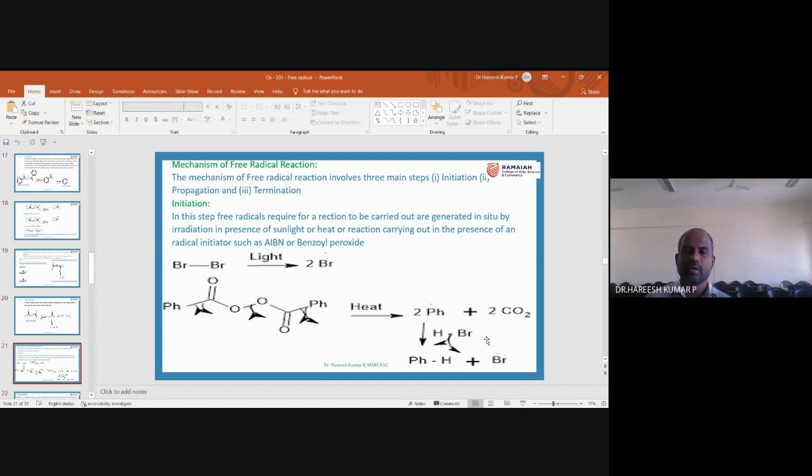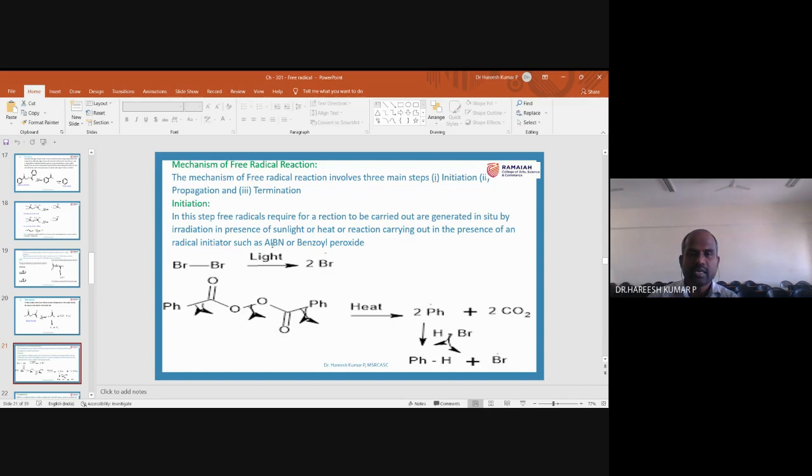So what is called a chain reaction or propagation reaction occurs. But in this step, what we are discussing is initiation. Initiation means how the radical is initiated. So for example, benzoyl peroxide on heating gives rise to phenyl radical as the product. So this is only the initiation. Similarly, bromine in presence of light gives rise to bromine radical. So these two are examples of free radical initiation.